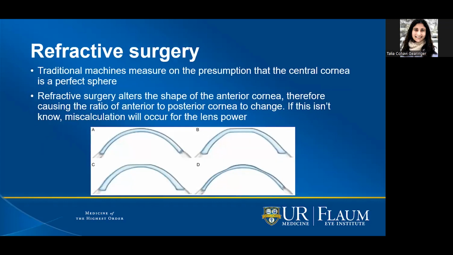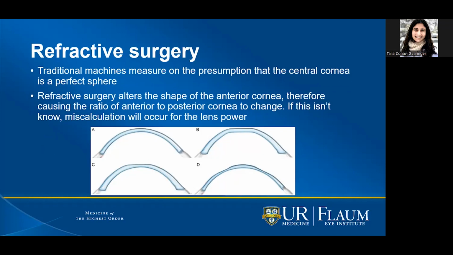So like Dr. Dickerson touched on, refractive surgery is something that's really important to know prior to calculating IOLs. Traditional machines, all of those topographers that Dr. Dickerson showed, they all measure on the presumption that the central cornea is a perfect sphere. And also it's presuming that the anterior and the posterior cornea have the same ratio. So the A picture is a normal cornea.